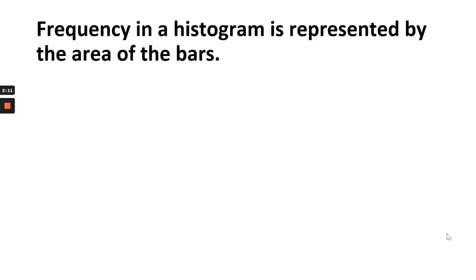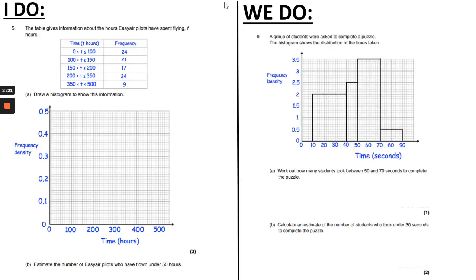Okay, so the most important thing for histograms is that you need to remember the frequency in a histogram is represented by the area of the bars. If you can remember that, histograms should be okay. So on the left, we've got the amount of hours Easy Air pilots have spent flying. So we've got 0 to 100, 100 to 150, etc. Histograms don't have the width of the bars being constant. They can change. So you can see the width here is 100, but in the second group, the width is only 50, and so on.